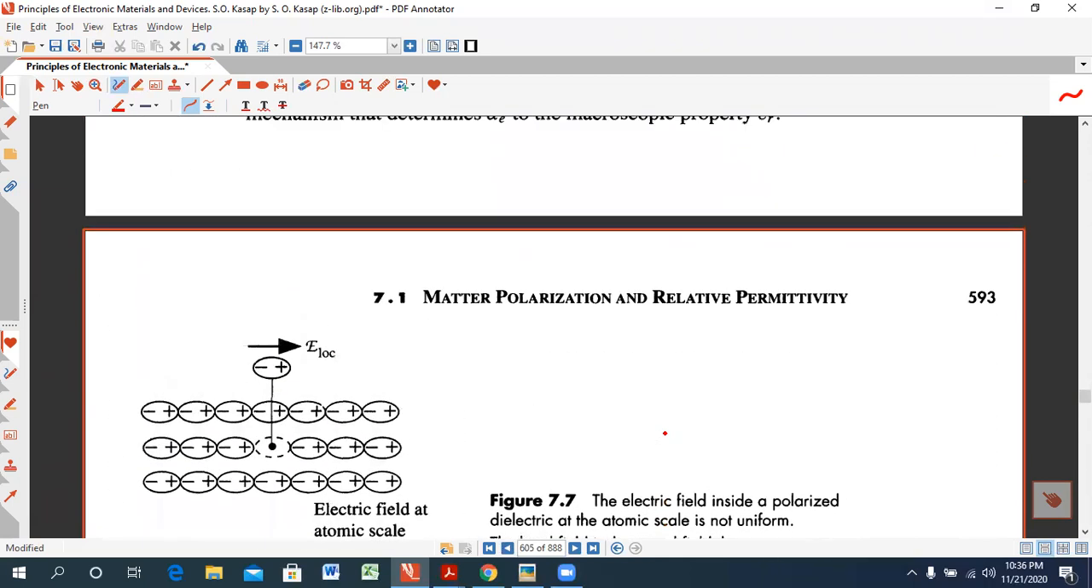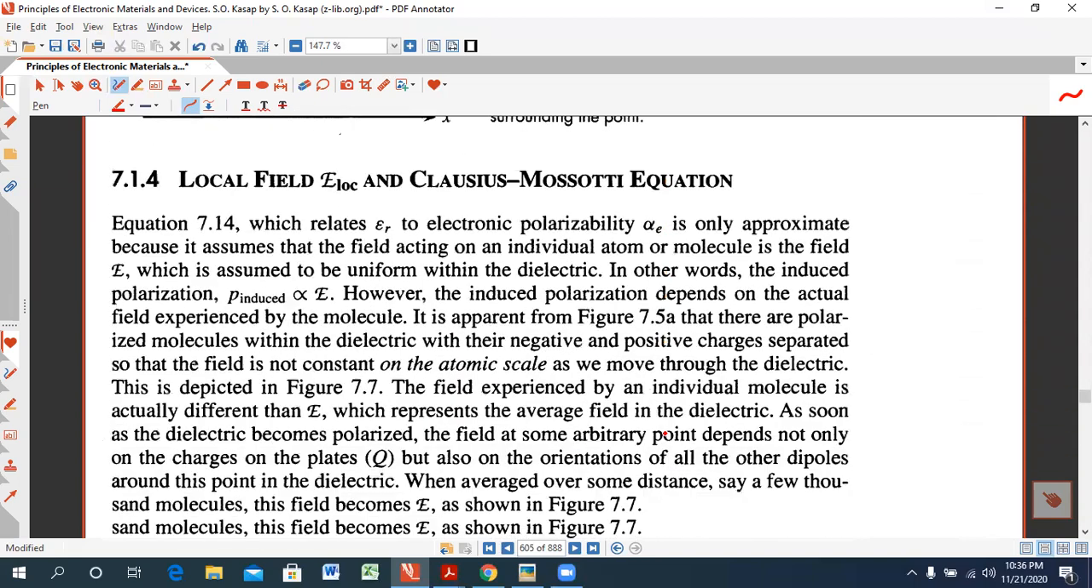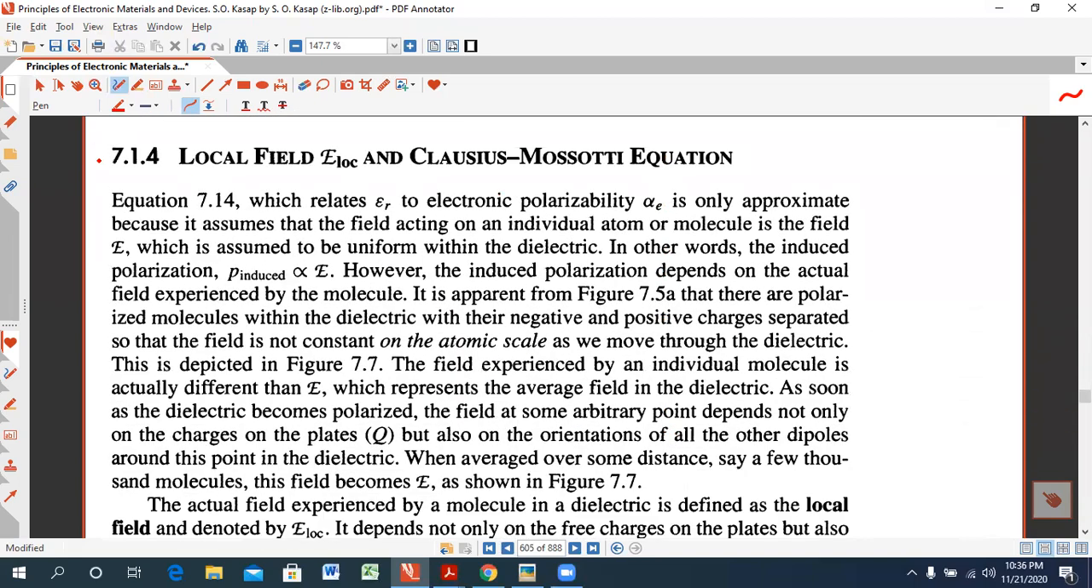Now I think this will be the end of our ninth lecture. We will start our next lecture from article number 7.1.4.